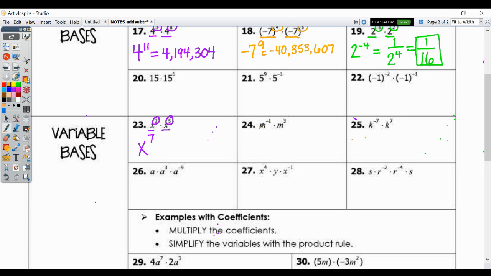Number 24, I have m to the negative first power times m to the third power. So my base is going to stay m, and then I just add my exponent. Negative 1 plus 3 is 2. So I have m to the second. Okay. Right here I have k to the negative 7th times k to the 7th. So my base will stay k. Add my exponents. Negative 7 plus 7 is 0. So k to the 0, we know anything to the 0 power equals 1.